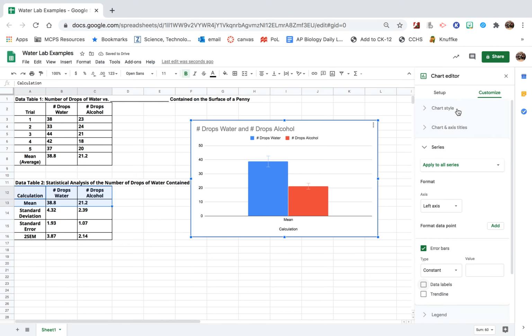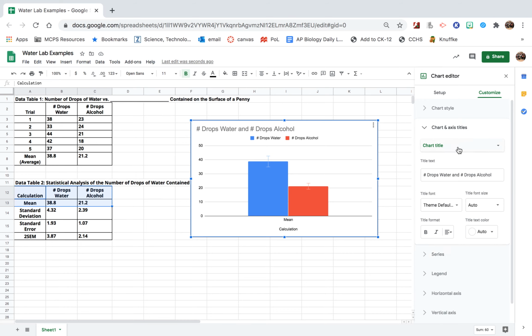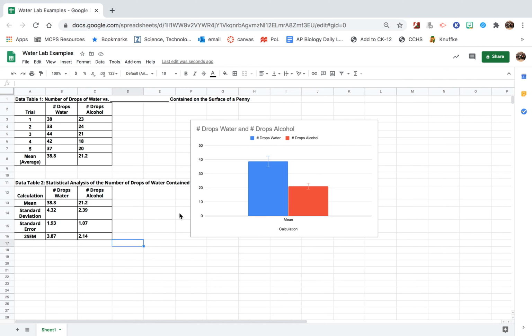And then you'll want to do a better title than number, hashtag drops water, hashtag drops alcohol, right? So if you go into chart title, you can change the chart title. You can give a better horizontal axis title, vertical axis title. If you'd rather graph by hand, there's a graph there on the paper. You can do that. Remember with Cami we did it. And now you've got the values that you use for your error bars as well.